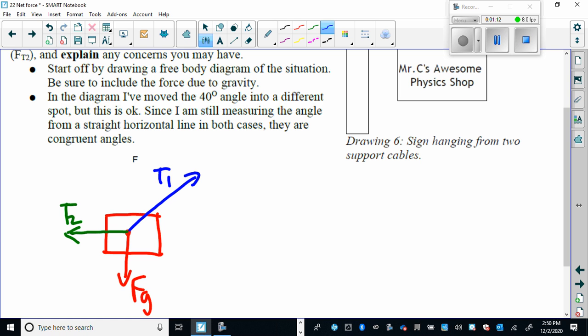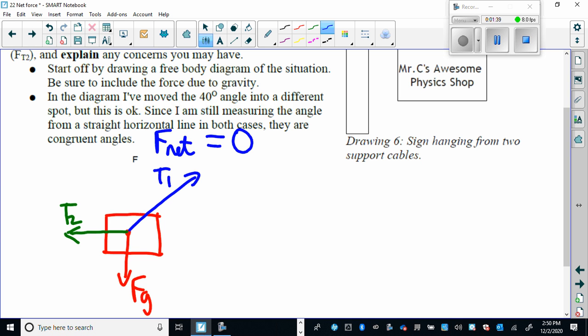And of course, we want the sign to be still. We don't want this sign to accelerate in any direction. Therefore, the net force, both horizontally and vertically in this problem, equals 0. Once again, we don't want the sign accelerating up or down or left or right. So the net force in both directions is 0. That's a very important concept.